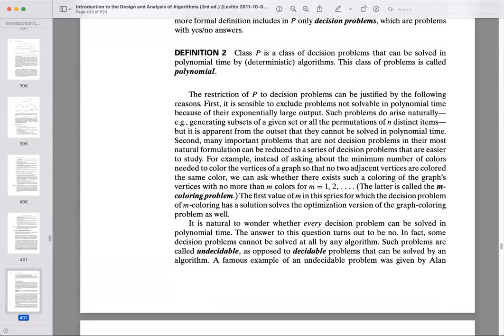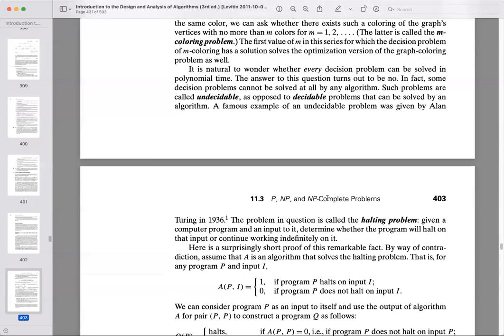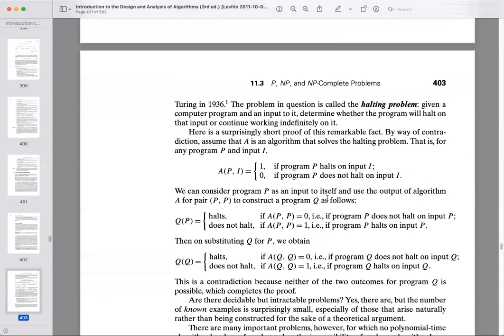So you can question, as it says here, whether every decision problem can be solved in polynomial time. The answer turns out to be no. There are some problems we call undecidable, as opposed to decidable. One of the famous examples was given by Alan Turing in 1936, and it is called the halting problem. If you're given a computer program and an input to it, you want to determine whether the program will halt on that input or continue working indefinitely on it.